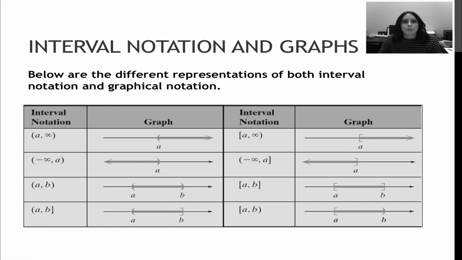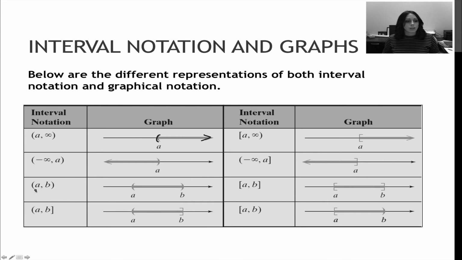This table is a really great reference for you, so it might be a good idea to go ahead and print this one out. But I just want you to see the differences between the graphs and the notations here. Notice here, if I have a to infinity, that's going to be that open bracket going on to infinity with an arrow on the end. If I go to negative infinity, obviously it's going the other direction. Notice every interval notation goes from least to greatest.